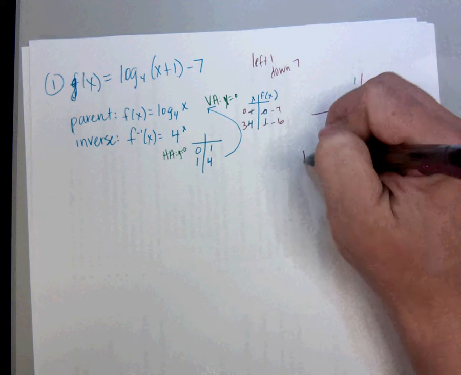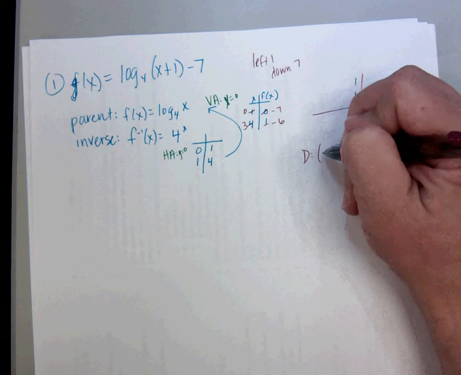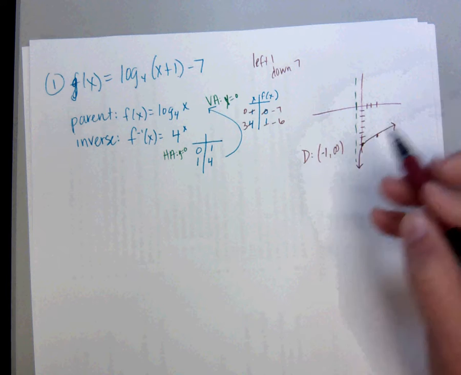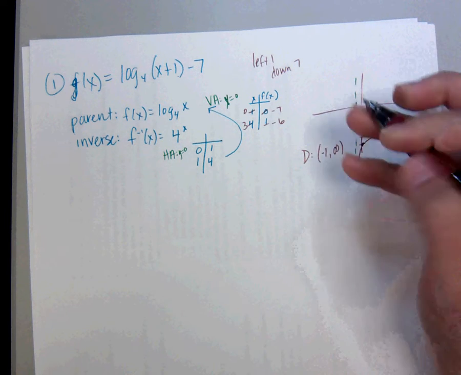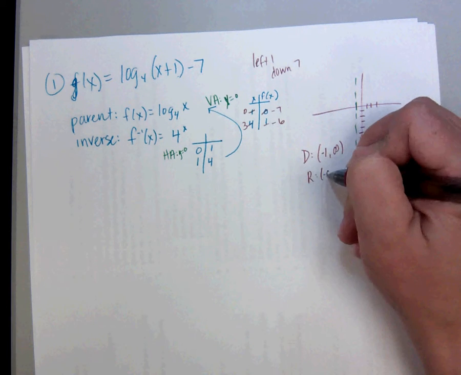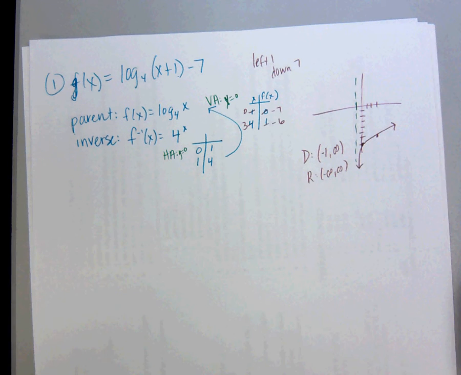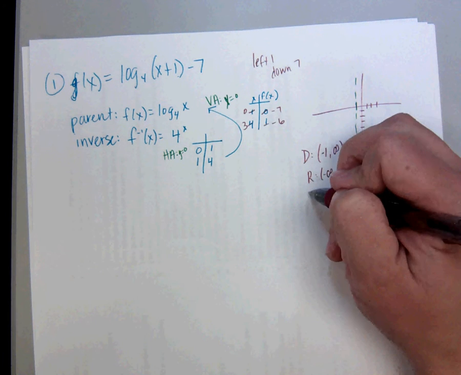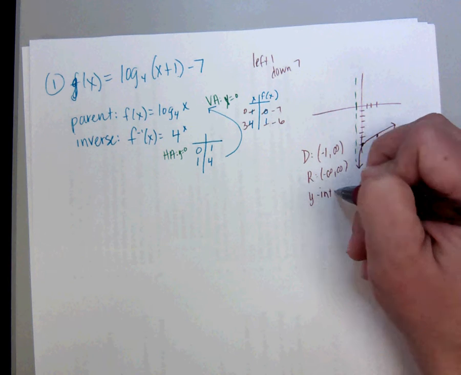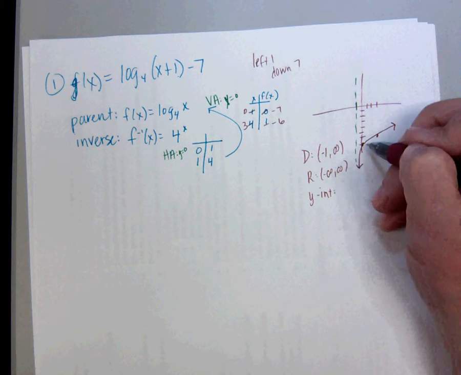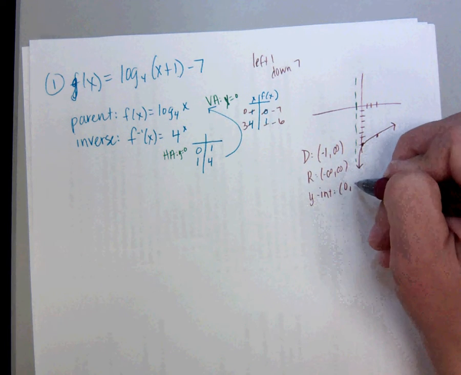So in this case, I could say that my domain is -1 to infinity with parentheses. I don't actually equal -1. Your range is all reals, -infinity to infinity. If you needed a y-intercept, it might ask you that in your homework. Then we can see that at 0, -7.